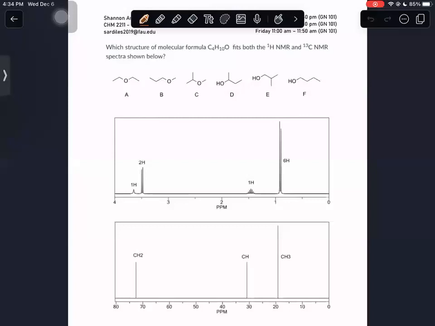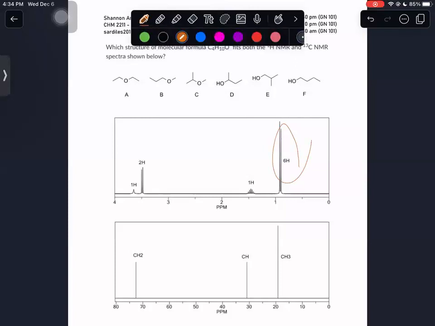Exactly. So again, you have to play it smart in this case. Again, time is limited. One of the characteristic things in that graph is the integration of 6H. So that usually means the presence of a little isopropyl group in there. Okay, yes.